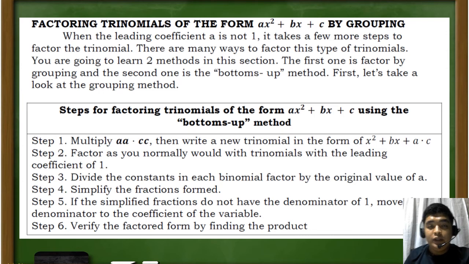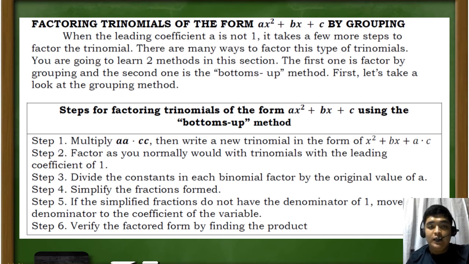Factoring trinomials of the form ax squared plus bx plus c by grouping. When the leading coefficient a is not 1, it takes a few more steps to factor the trinomial. There are many ways to factor this type of trinomial. You are going to learn two methods in this section. The first one is factor by grouping, and the second one is the bottoms-up method. First, let's take a look at the grouping method.